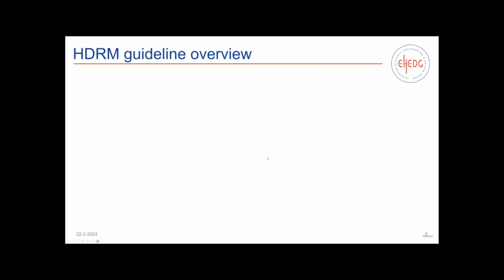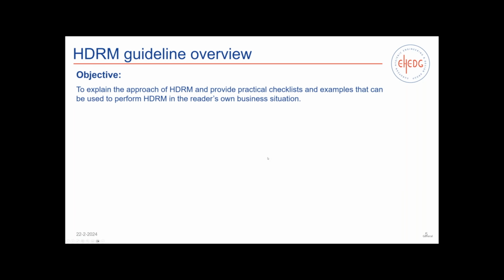Let's go with a little bit of the overview. So what is the objective of this guideline? It is to explain the approach of the hygienic design risk management and provide a practical checklist and examples that can be used by all to perform your own HDRM based on your own business situation.